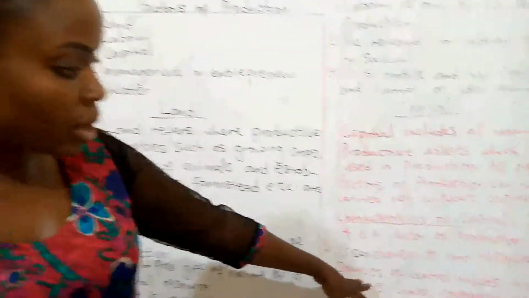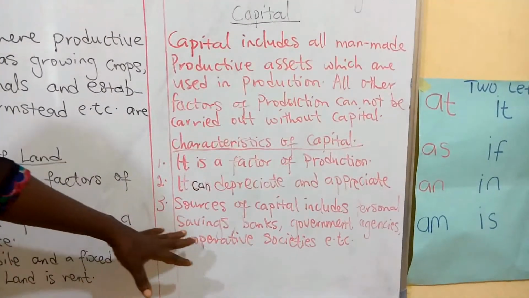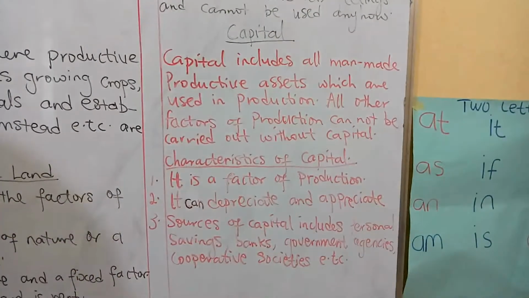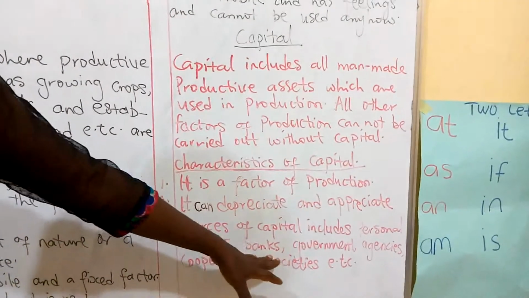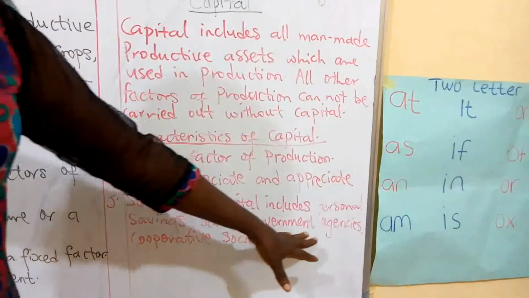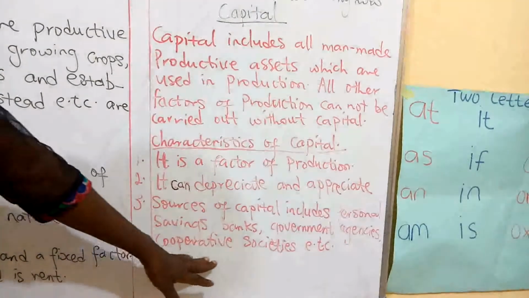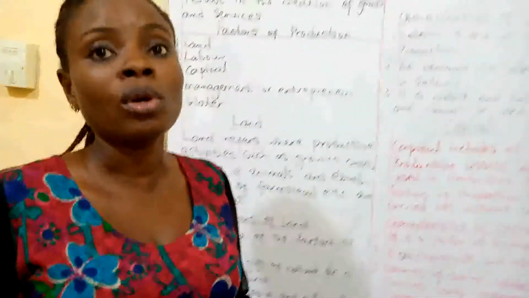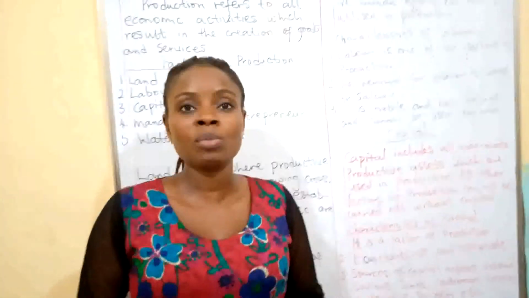The third one is sources of capital. This includes personal savings. We can save our money personally if we want to embark on any type of agricultural production. We can go to banks to get loans. We can approach government agencies for support, and we can also join any good cooperative society to get funds for our agricultural production. Let's continue with the explanation of some of these factors.